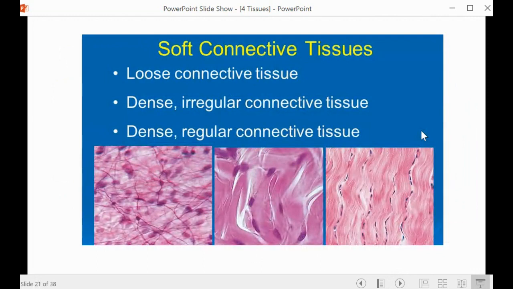Okay? So let's talk about some soft connective tissues. We have loose connective tissue, dense irregular connective tissue, and dense regular connective tissue. So this is loose, okay? And so the fibers are really far apart. See all those fibers? They're really far apart. And this one is dense, okay? So dense means that the fibers are packed in there, okay? Now, dense irregular means that there's not a real distinguishing pattern happening with all of these fibers. Dense regular, we can see an identifiable pattern right there.